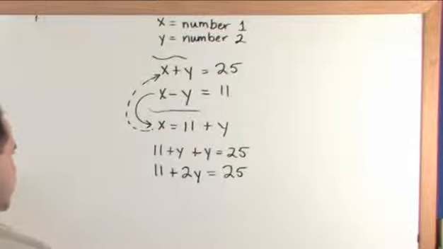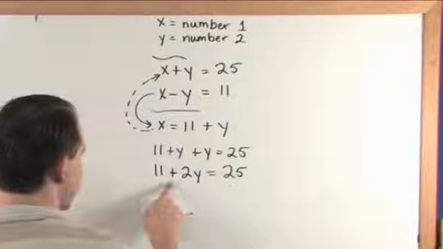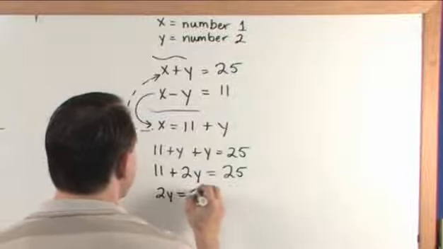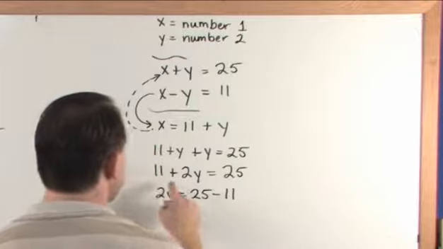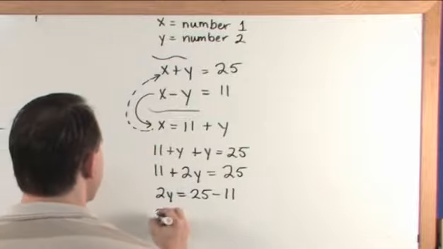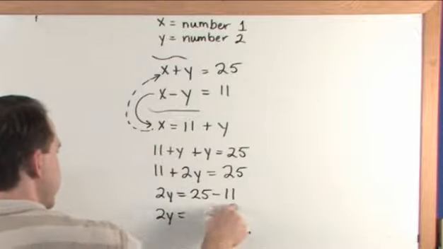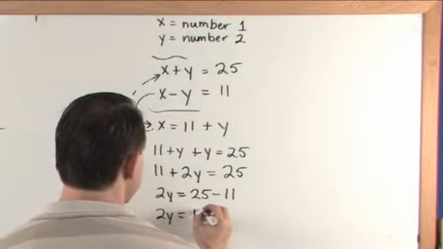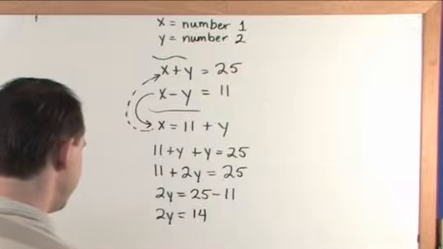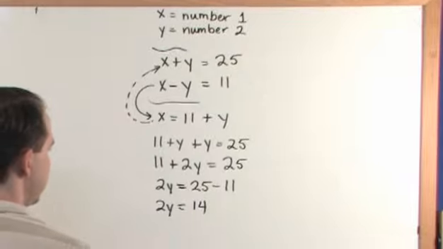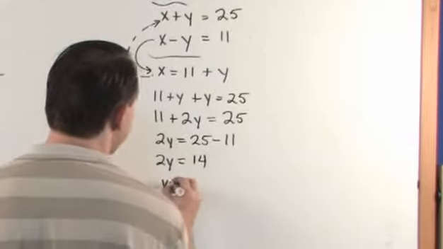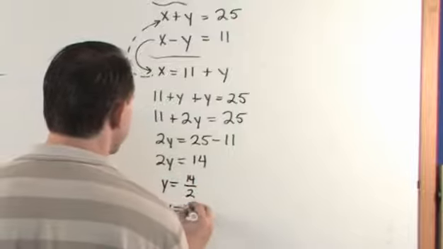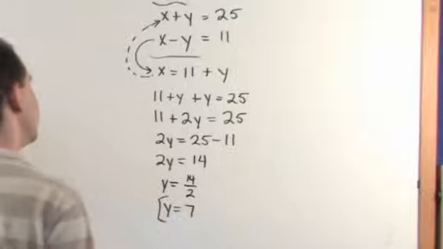Okay? Now let's continue solving. We're going to subtract 11 from both sides. So you have 2y is equal to 25 minus 11. So 2y is equal to, and 25 minus 11 is 14. Okay? I think you can convince yourself 25 minus 11 is 14. And then to finally solve for y, you just divide both sides by 2. 14 divided by 2, so y is equal to 7. So we're halfway home, y is equal to 7.